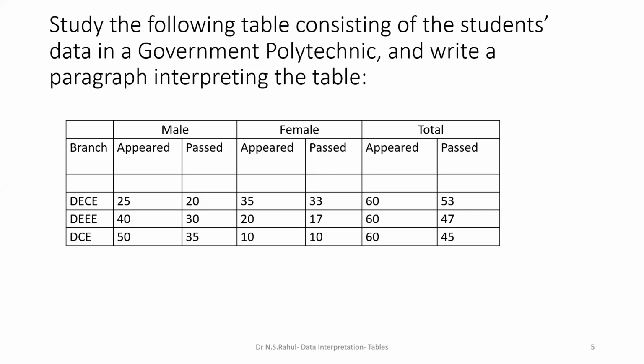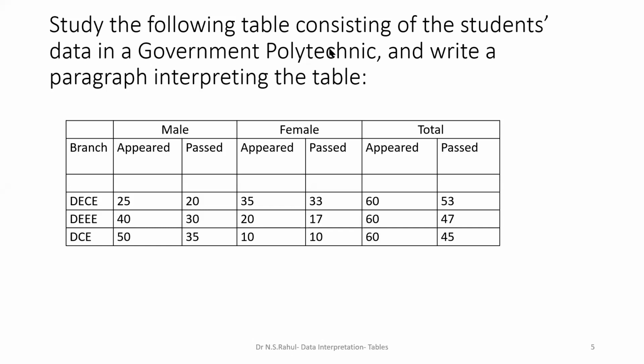These 3 branches, DECE, DEEE and DCE, appeared 60, but the number of passed candidates in ECE is more than that of electrical and civil. Yeah, that is the point you have mentioned. Yes, sir, that is the first point. Any second point? Next point? Anybody else?